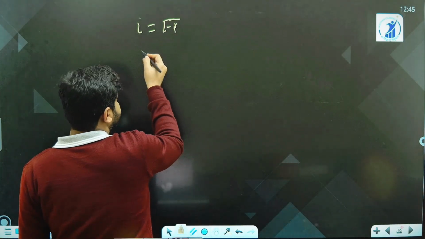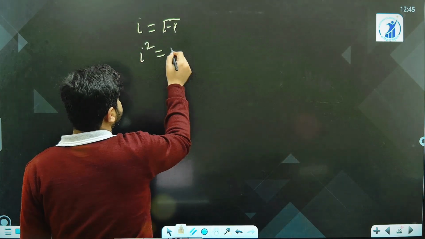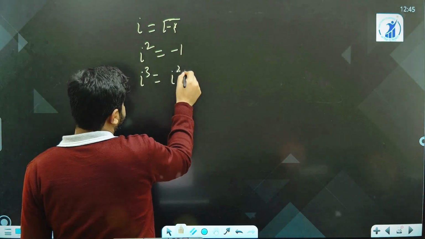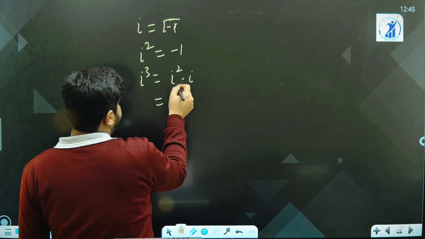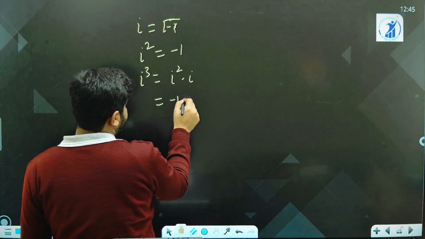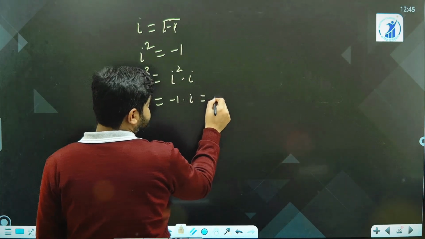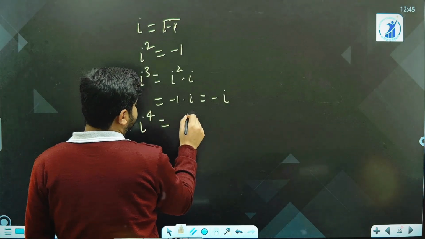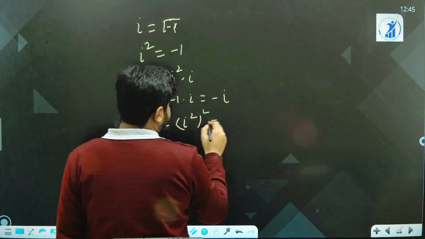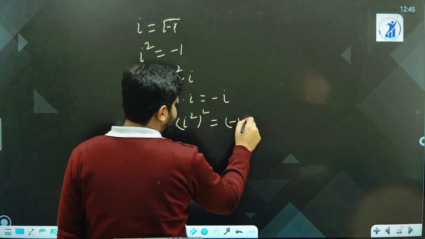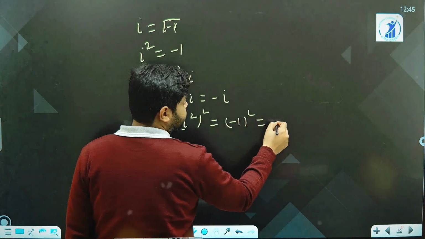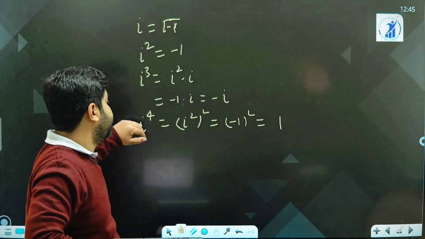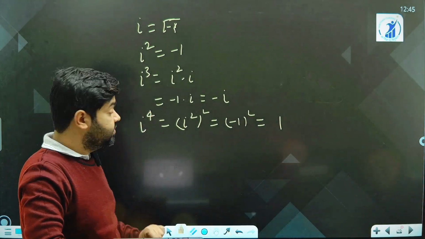Iota is equal to root under minus 1. Iota square is equal to minus 1. Iota cube is equal to iota square into iota, and iota square is equal to minus 1, so minus 1 into iota is equal to minus iota. Iota to the power 4 is equal to iota square whole square. Iota square is equal to minus 1, and minus 1 square is equal to 1. So these are the important results for integral powers of iota.